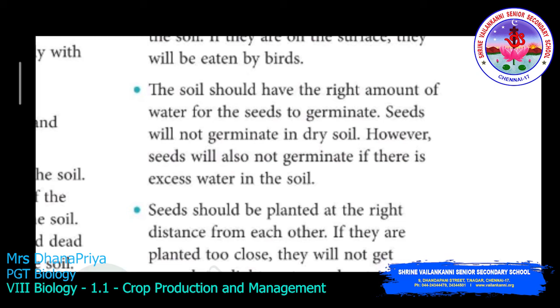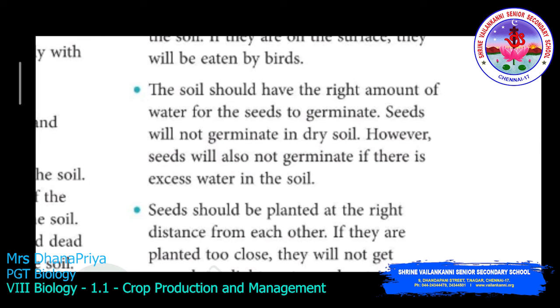Puddling reduces permeability and percolation losses. The more permeable the soil is, the greater the seepage. Permeability is directly proportional to particle size. Therefore, puddling reduces the particle size, which reduces the permeability.